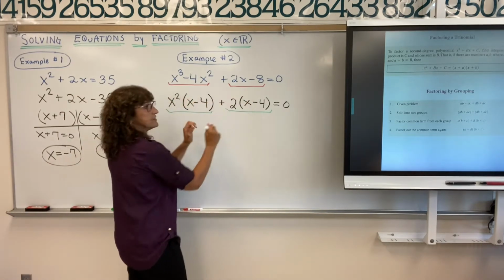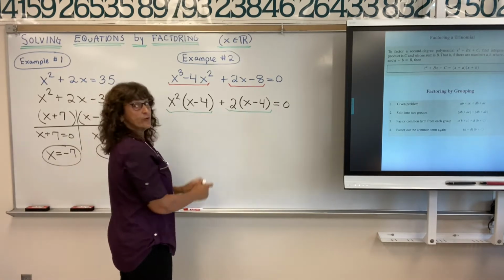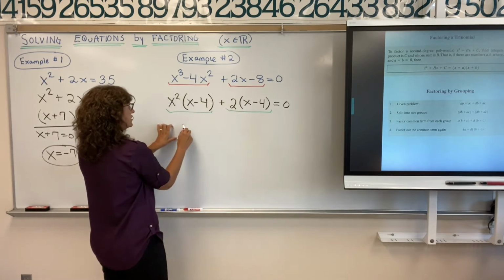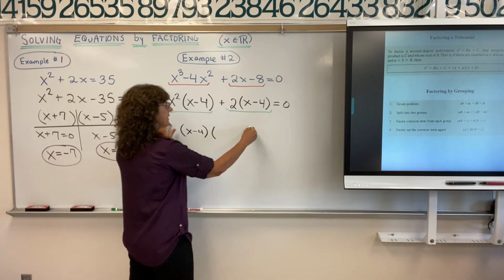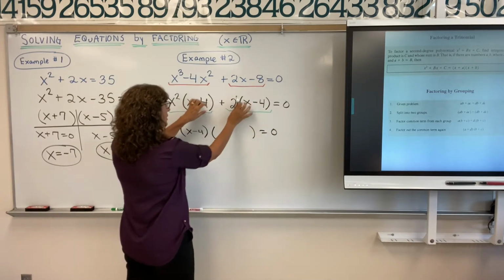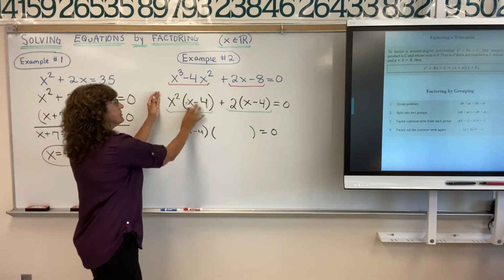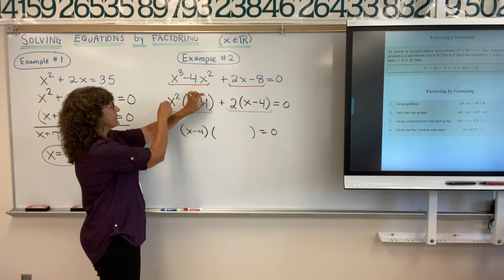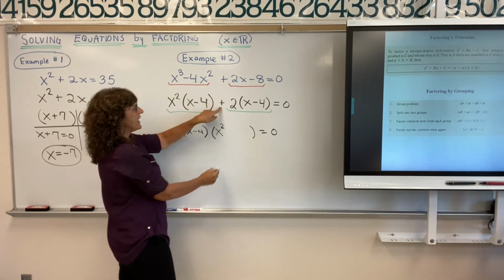Look at this term, look at this term. What do they have in common? Do you see the x minus 4 is common to both terms? So we're going to take the x minus 4 and pull it out. Let's see what we have left over. First term, look at the first term. You take the x minus 4 out. When you take the x minus 4 out, what's left over? X squared. Okay, bring down the operation sign.